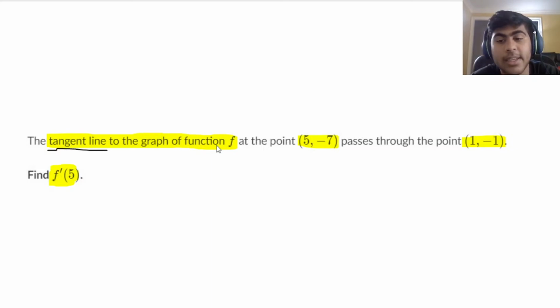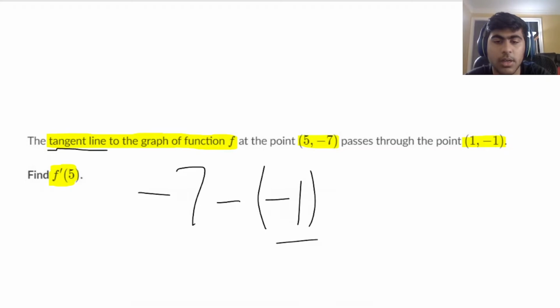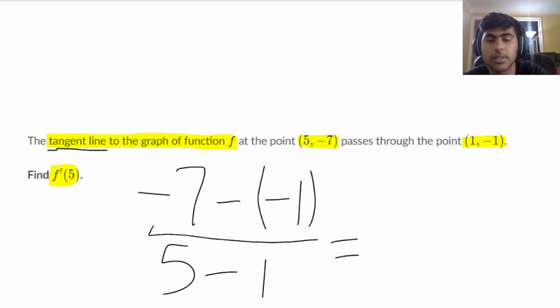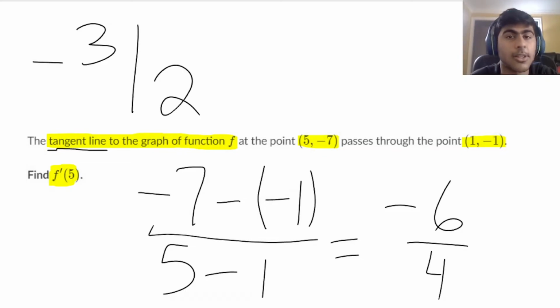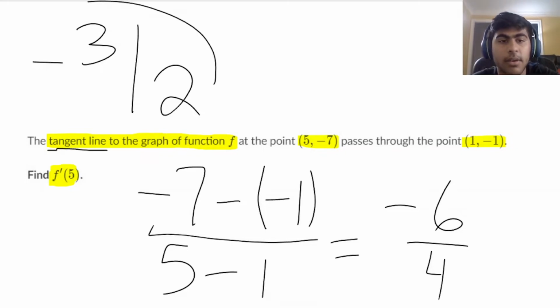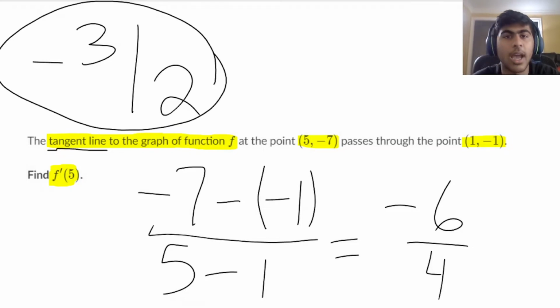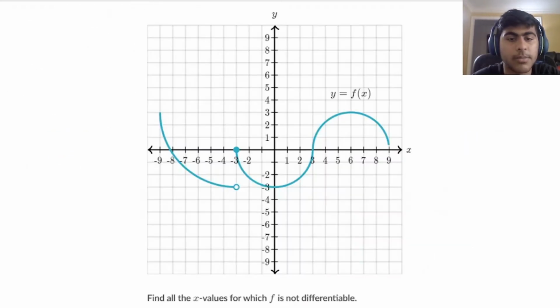And we're told 5 and -7. And we're also told that that same line also passes through 1, -1. So we can use our normal slope formulas. That would be -7 minus negative 1 in the numerator. Denominator would be 5 minus 1. So that would be, let's see, negative 6 over 4, or negative 3 halves. This is the instantaneous slope, the slope of the tangent line at x equals 5, and therefore it is also the derivative of f at 5. All right, let's keep going.